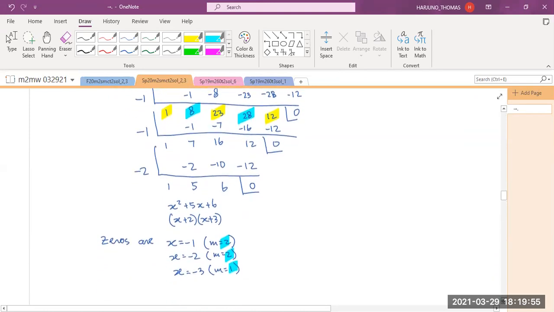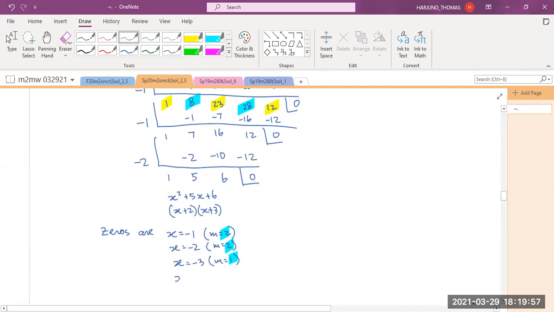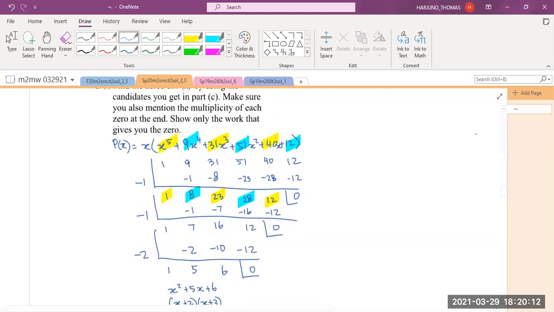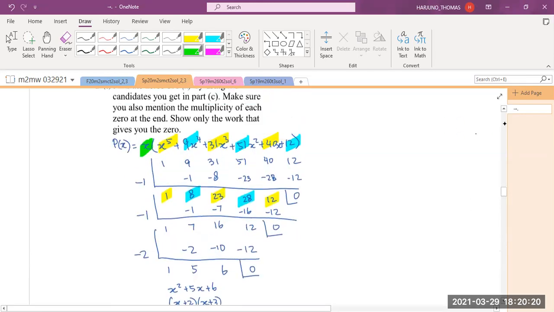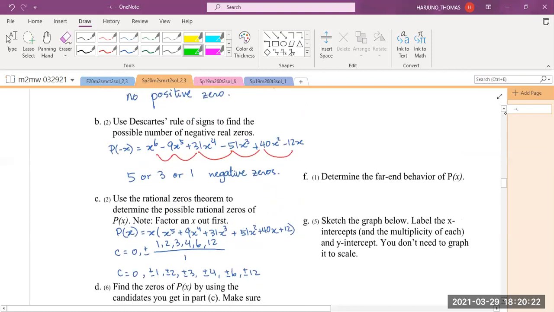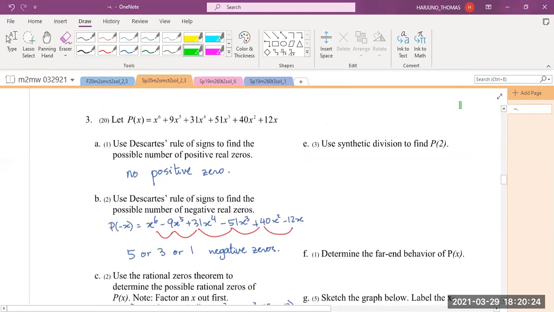So x equals 0 is also a zero with multiplicity of 1. Don't forget that part, because we factored that out here. Remember we factored that here. Maybe I mark it in green so that you remember that. Now then, let's go on.